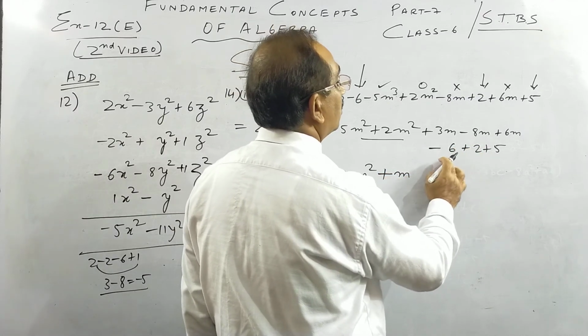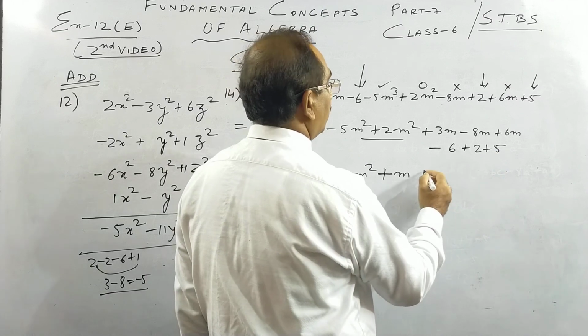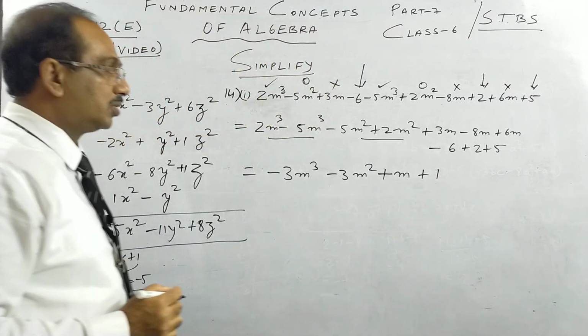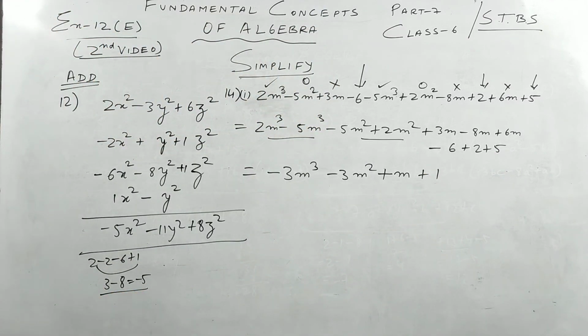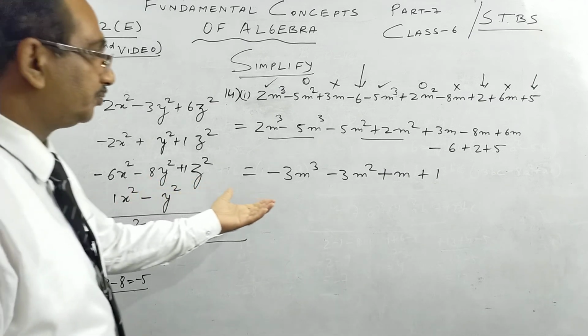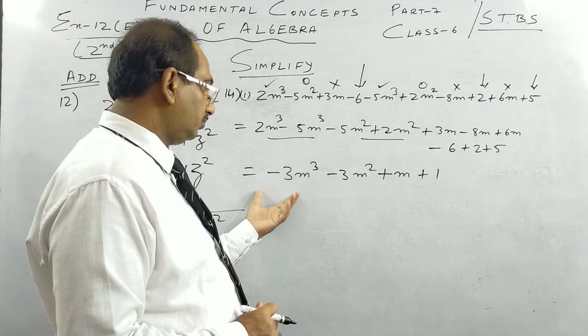And this number you see is minus 6. This is plus 7. It will give you plus 1. So you could have used one more step to add and then subtract. Otherwise you can do it like this also, what I have done.